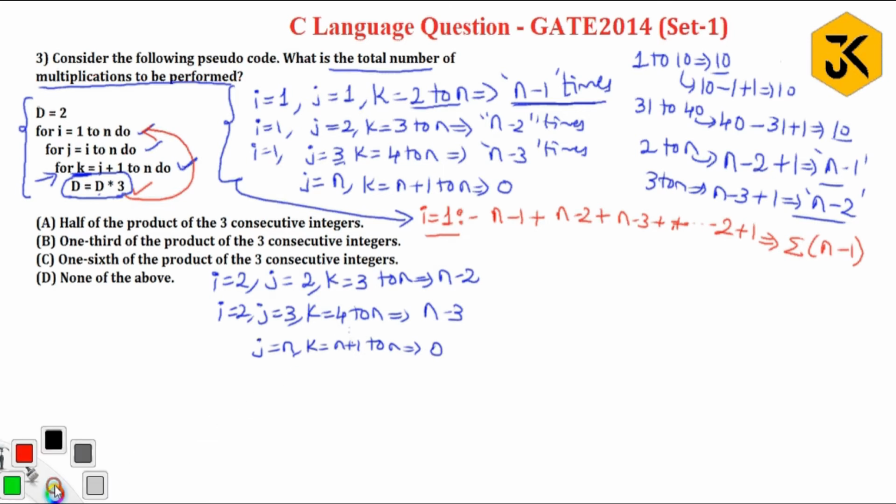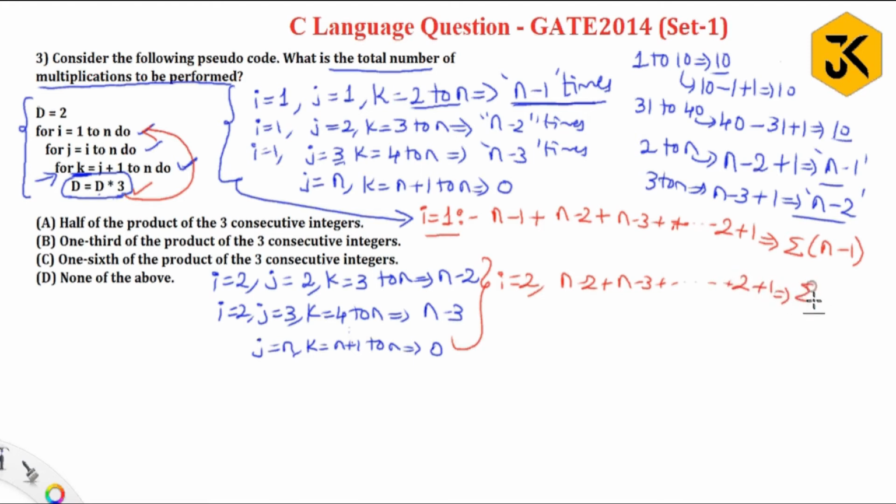So when i equals 2, it is going to start like this: n minus 2 times, n minus 3 times, and so on, down to 2, 1. So I can simply write it as the summation of n minus 2.